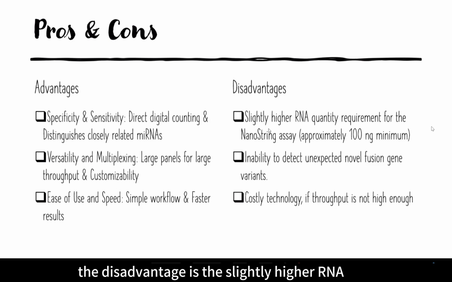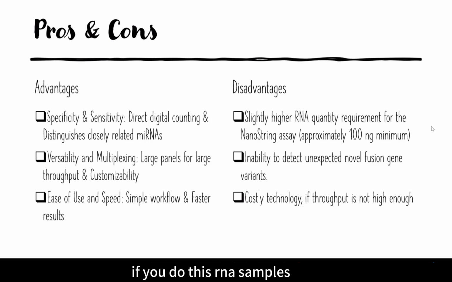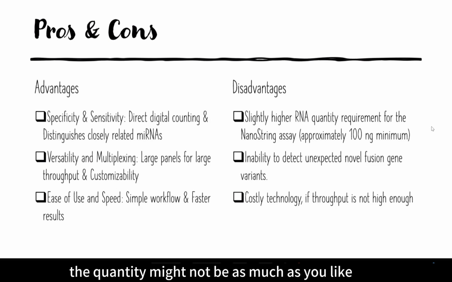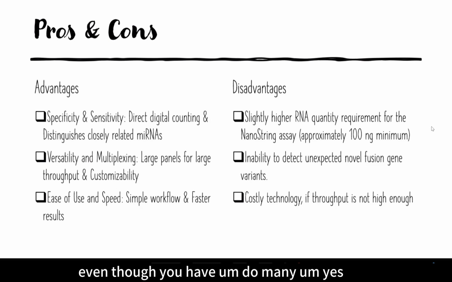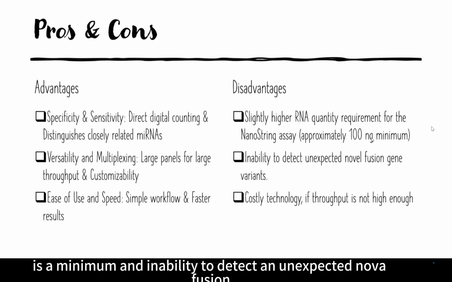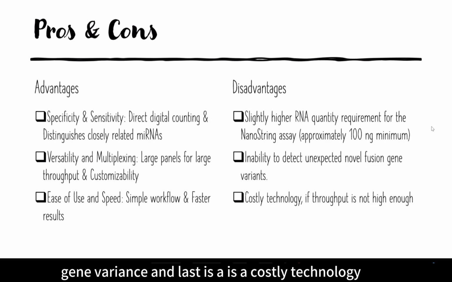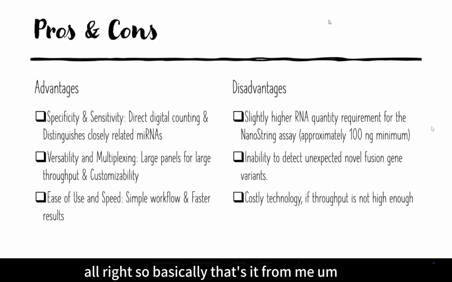However, the disadvantage is the slightly higher RNA quantity requirement for the NanoString assay. Sometimes, when dealing with RNA samples, the quantity might not be as much as you would like, even though you have performed the protocol well. Approximately 100 nanograms is the minimum. There is also an inability to detect unexpected novel fusion gene variants. And last, it is a costly technology if your throughput is not high enough. All right, so basically that's it from me.